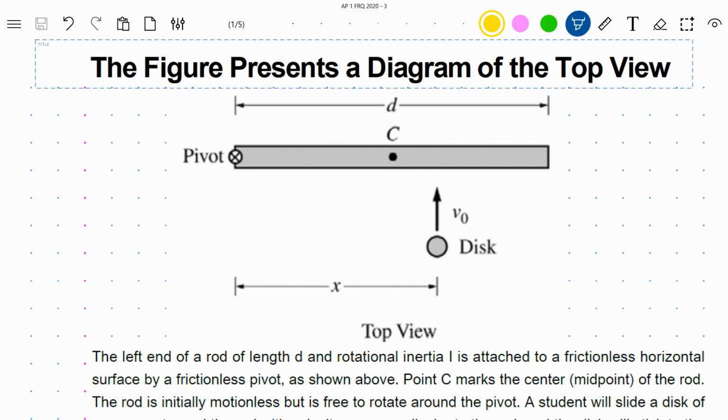We're presented with a diagram that looks like a fairly standard situation. There is a rod, is what they identified in the question as, pivoted on the left end, and a small object described as a disk that's going to come sliding in here to make impact with the rod. Let's just read it to make sure that we can pick out all of the really important bits here.